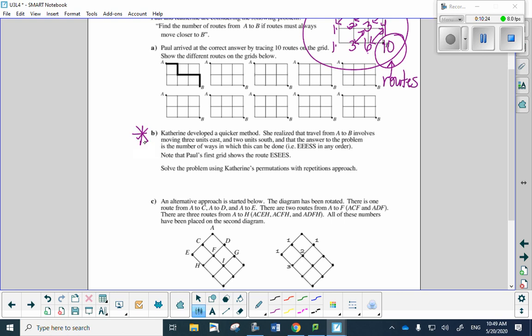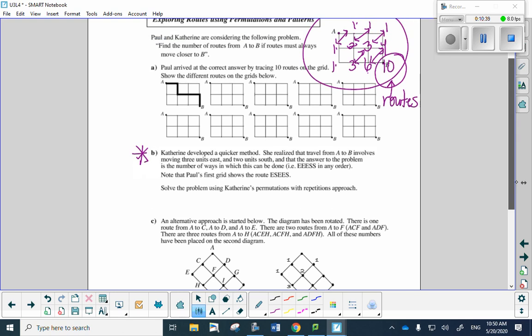So it says, Catherine developed a quicker method. She realized that travel from A to B involves moving 3 units east and 2 units south, and that the answer to the problem is the number of ways in which this can be done. So what I want you to do when we do a repetitions problem is think, okay, how many total ways are we going to move?